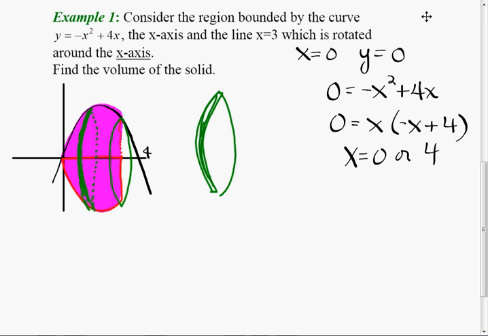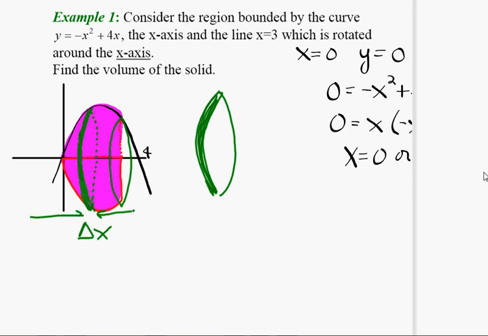So there's my disc. And it looks like a very short cylinder. Not very tall. Is that delta X or delta Y? Which axis does it hit? It's delta X. Yep. That's the easy way. Okay? That's delta X. So I want to find the volume for one of these cylinders.